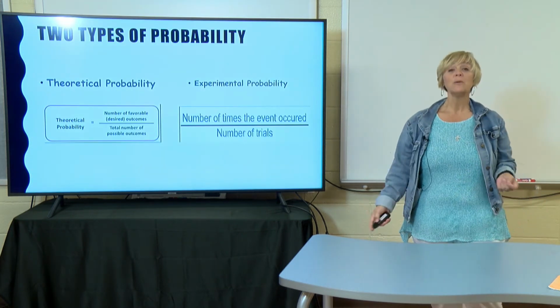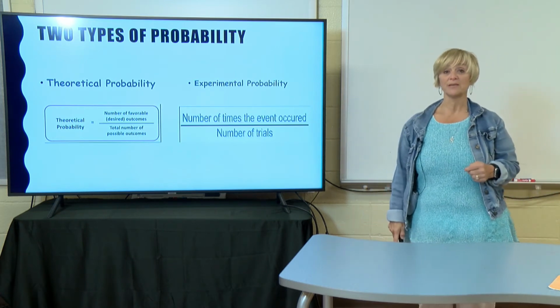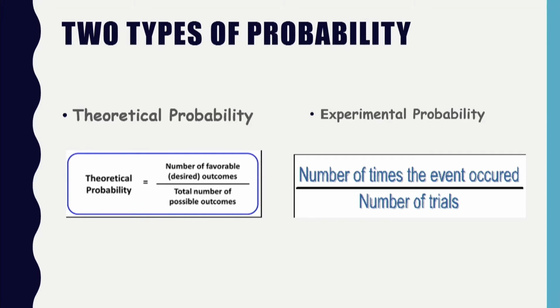There are 2 types of probability. There's theoretical probability and there's experimental probability. Theoretical probability is the number of favorable or desired outcomes over the total number of possible outcomes. Just a few minutes ago when I said, what is the probability of pulling a star out of the bag? Well, it was 3 out of 6, which was 50-50.